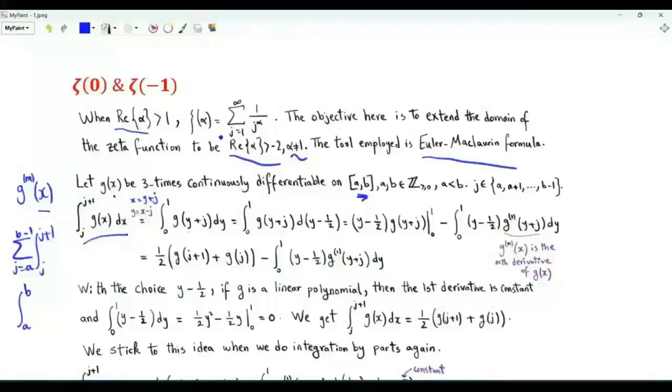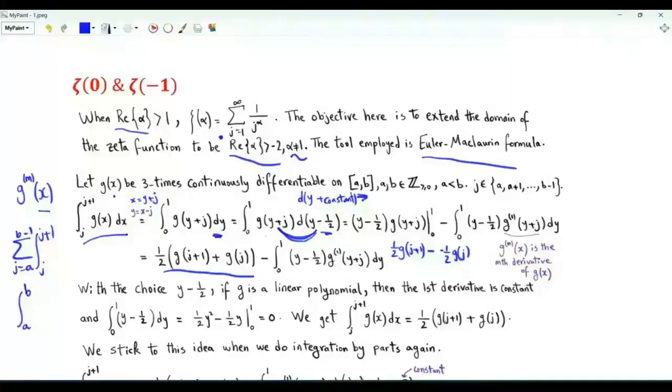dx is dy. Let's do integration by parts. I write this dy as d of y minus 1/2. We can of course write dy plus any constant. I will shortly comment on this choice of -1/2. We need to take the limit of this product of y minus 1/2 and g of y plus j, as y tends to 0 from above and tends to 1 from below. When y is 1, we get 1/2 g of j plus 1. When y is 0, we get -1/2 g of j plus 0. That's g of j. We subtract. So we get the arithmetic mean of g of j and g of j plus 1.